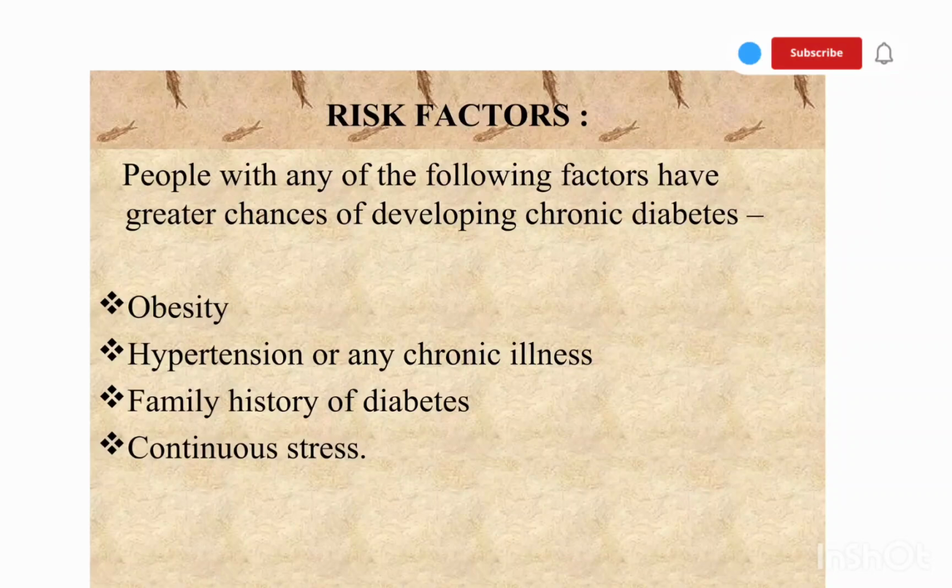Next are the risk factors. People with any of the following factors have a greater chance of developing chronic diabetes. The first ones are obesity, hypertension or any chronic illness, family history of diabetes, and continuous stress. These are all risk factors for diabetes.